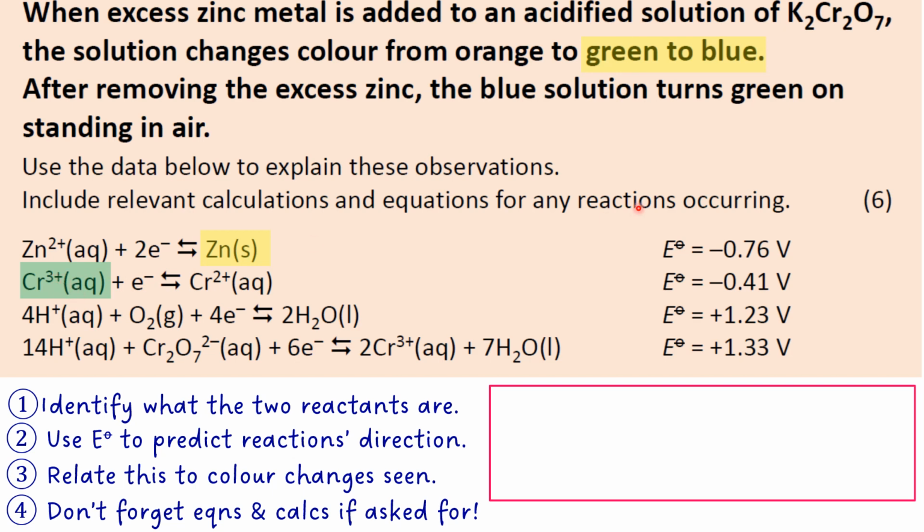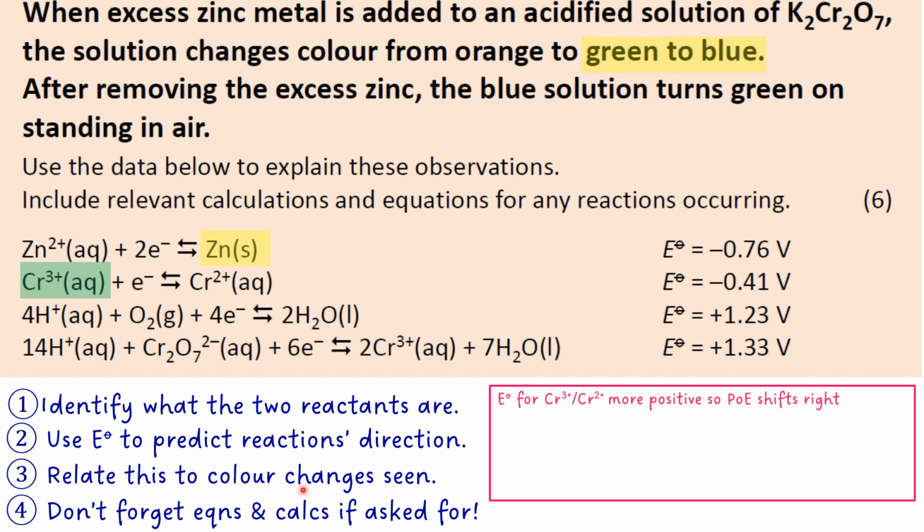So my clue is that I'm going from green to blue. So the substance I'm starting with has to be green, so that must be the chromium 3+ here, as opposed to the chromium 3+ down at the bottom. So again, zinc is on the right, chromium 3+ is on the left.